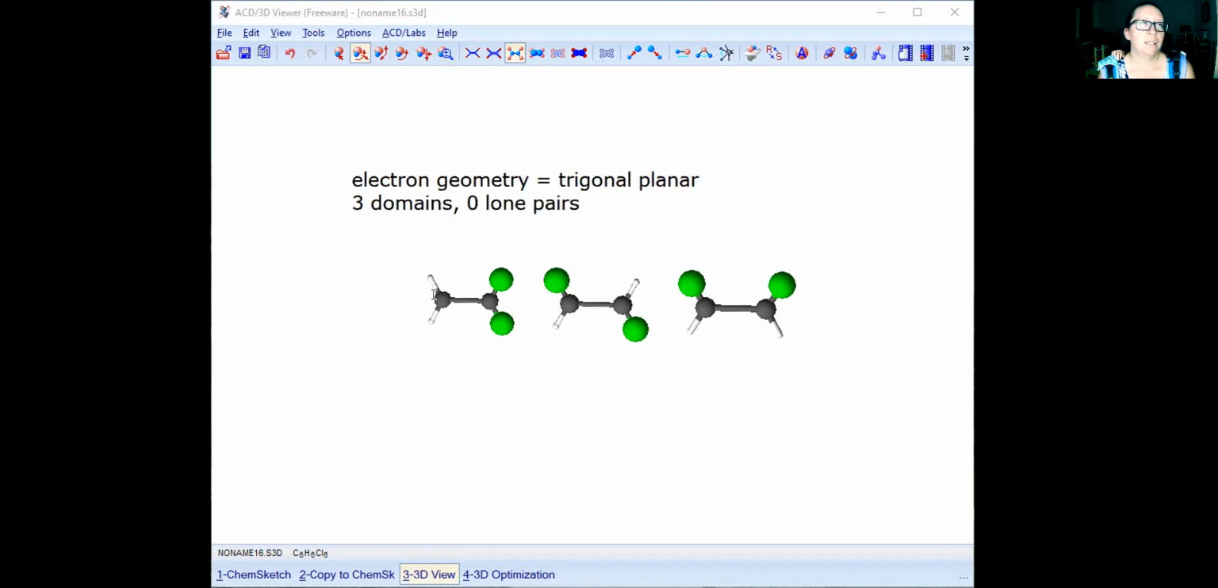And what I mean by that is each carbon has 1, 2, 3 regions of electron density around it. A single bond to the hydrogen counts as 1 domain, and another single bond to the hydrogen, and a double bond to the carbon counts as 1 domain. So around each of these carbons, you have trigonal planar geometry.